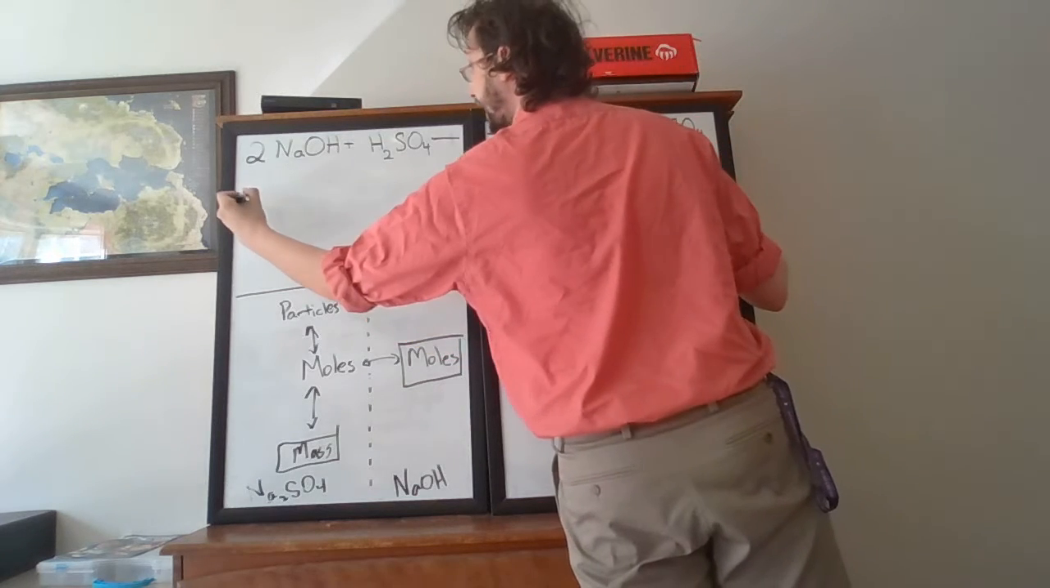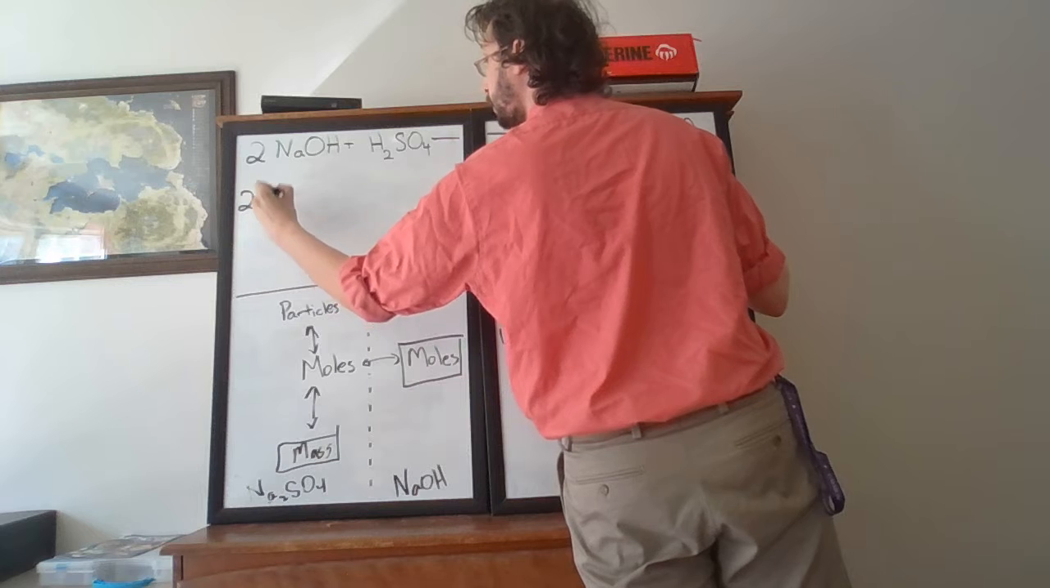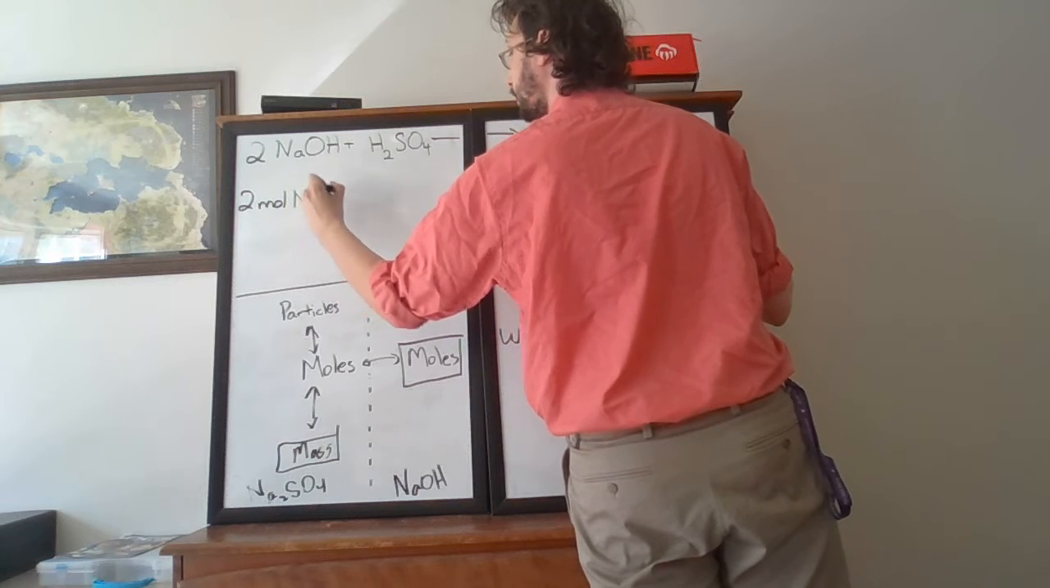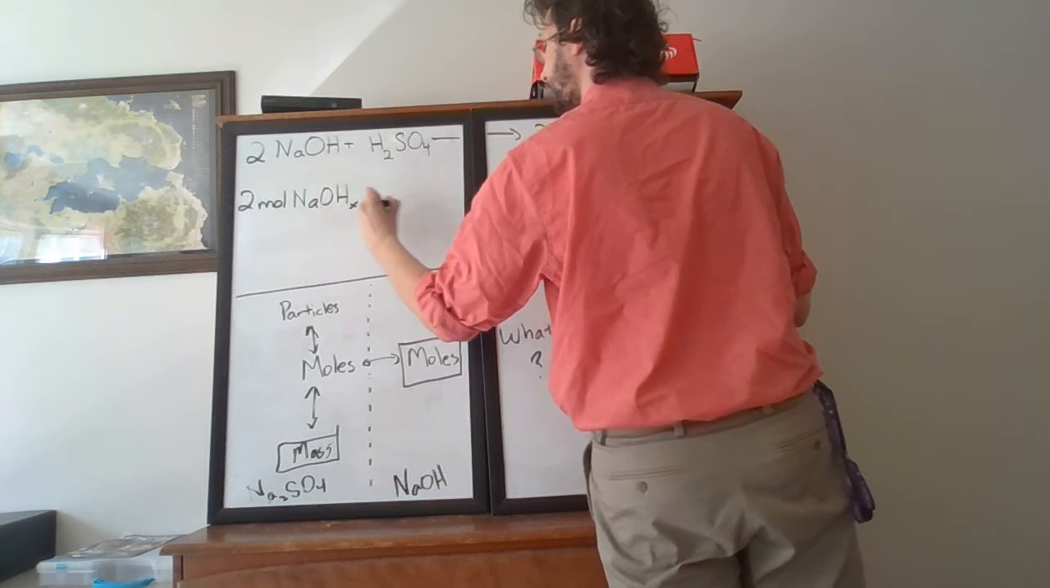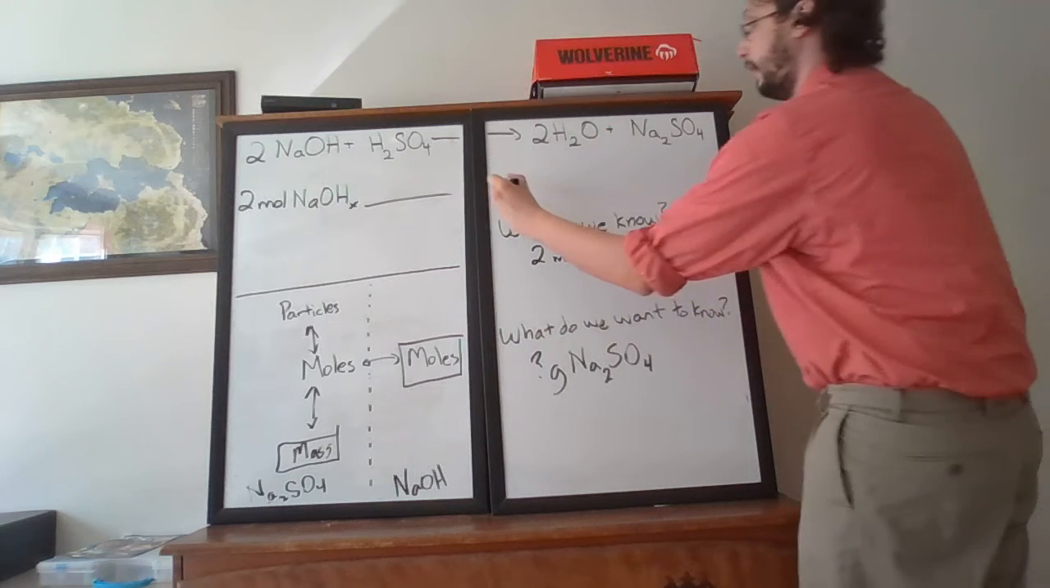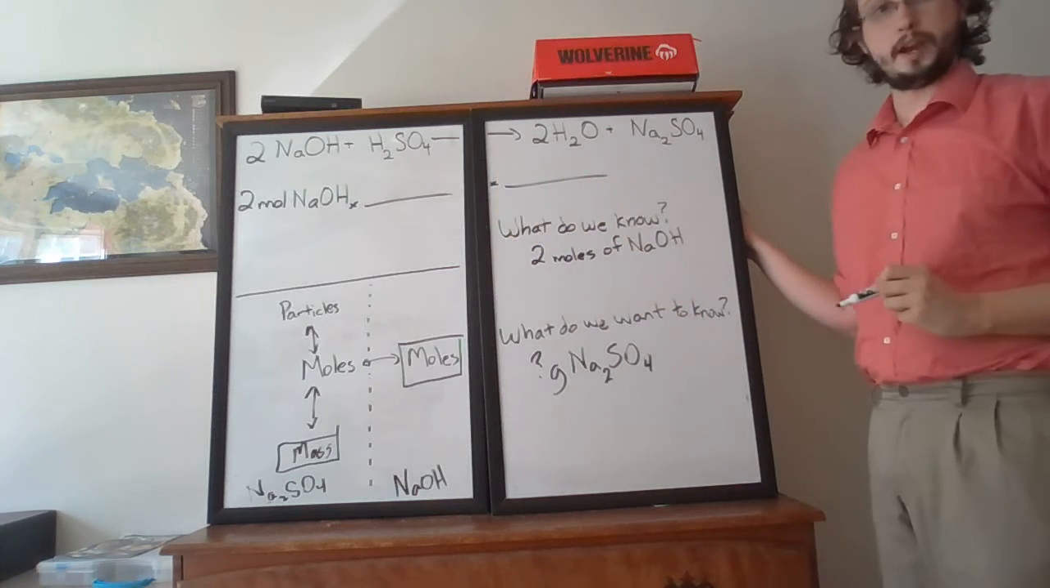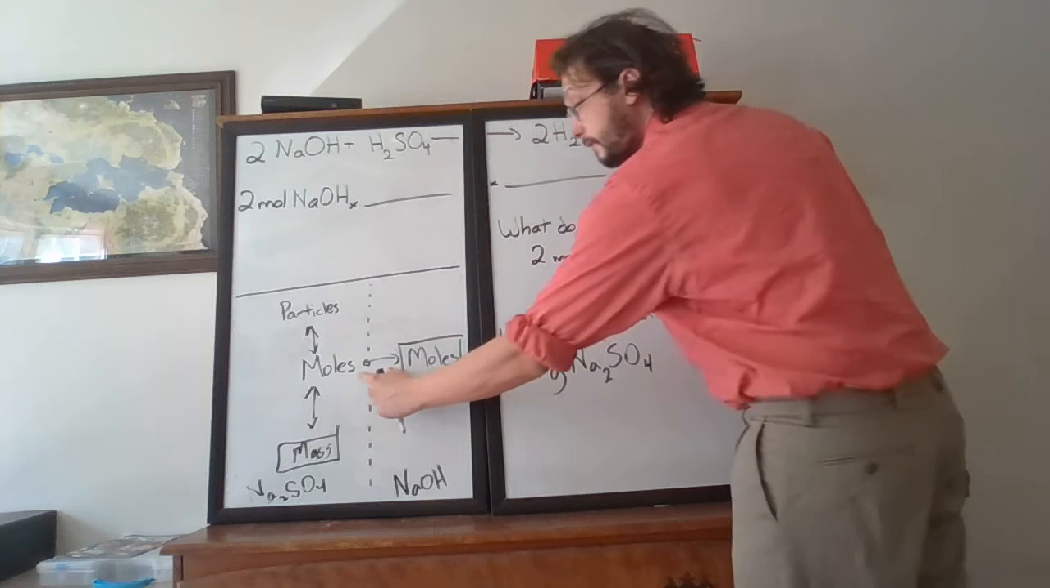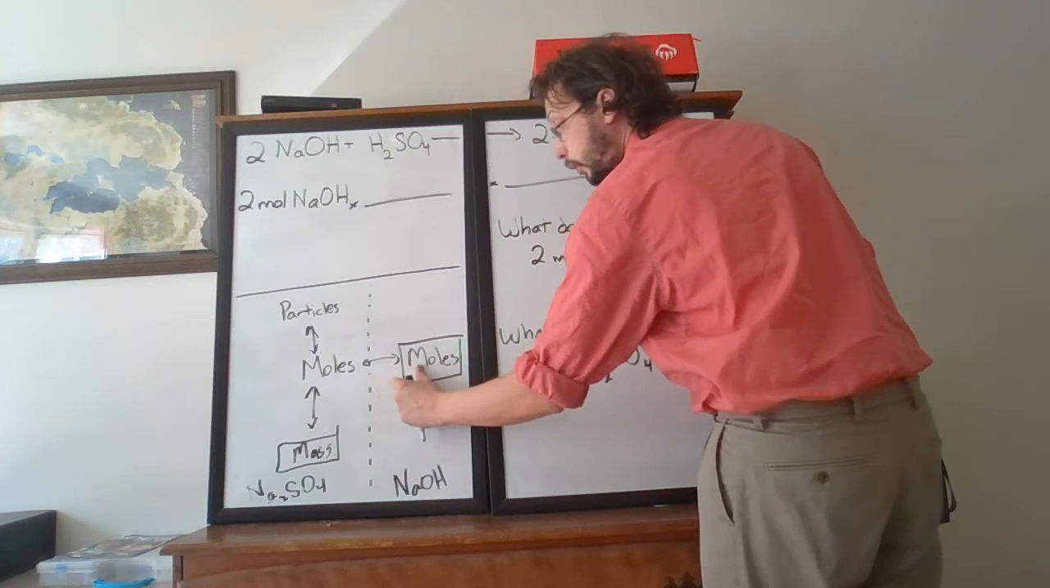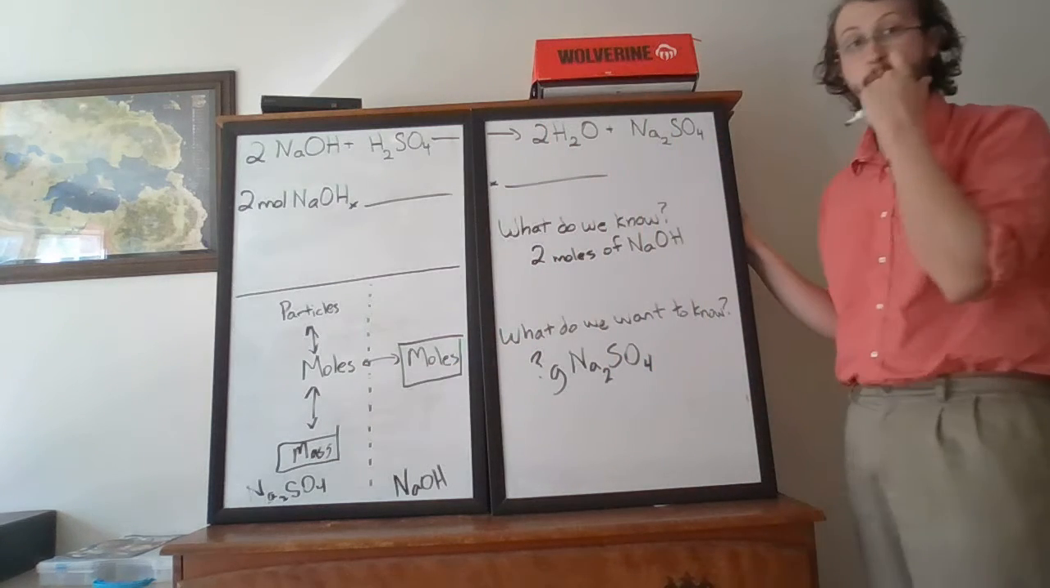So if we start writing out our problem, let's put what we know as our starting number. We're trying to convert that. So we know we have 2 moles sodium hydroxide. And we're going to multiply by 2 conversion factors, one for each arrow. We're going to start by filling in the conversion factor for this first arrow, going from moles of sodium hydroxide to moles of sodium sulfate.